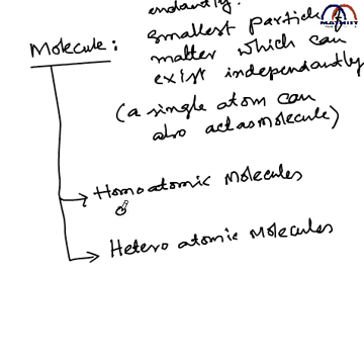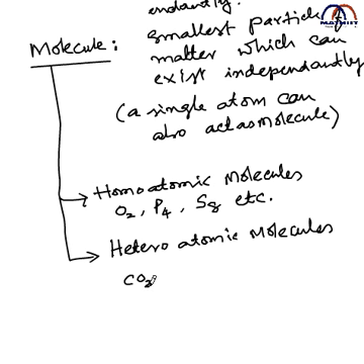Suppose you take O2, it is a homoatomic molecule. Take P4. P4 is made up of 4 phosphorus atoms. O2 is made up of 2 oxygen atoms. S8 is made up of 8 sulfur atoms. Like that, anywhere a molecule is formed due to the combination of same type of atoms, we will call them homoatomic molecules. Okay, I will take up some more molecules like heteroatomic molecules.